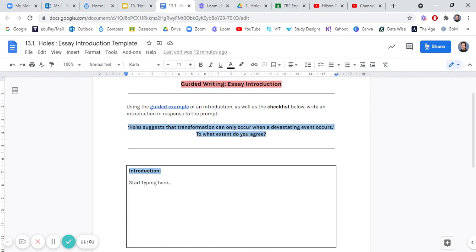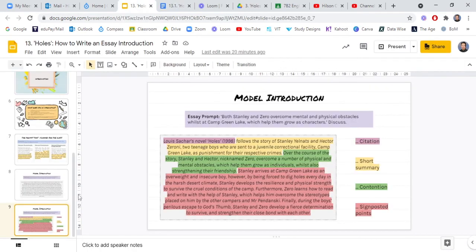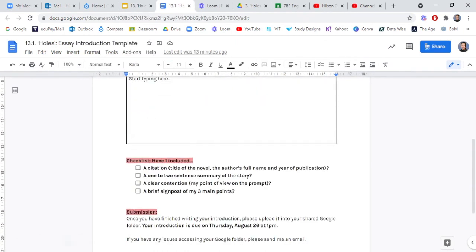Now remember, when you're writing your introduction, use this modeled or guided example to support you, but also use this checklist below. Have you included a citation, a short summary of the story, a clear contention, a brief signpost of your 3 main points? And every time you do so, tick these boxes off. And once you've done all 4 things, your introduction is done.